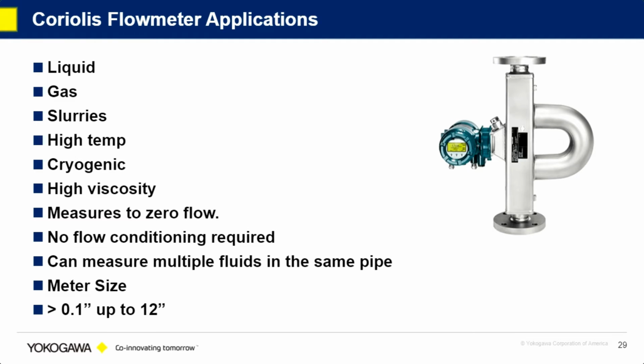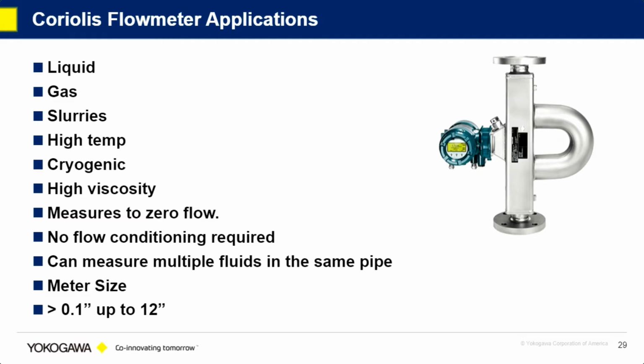So Coriolis also has a wide range of applications: liquid, gas. We can do superheated steam, high temperature applications. We do cryogenic applications. Viscosity is not an issue with the Coriolis. Very large turndown, so we can get almost down to zero flow compared to the vortex where we're limited there. We'll see in a little bit on the flow conditioning side, but on a Coriolis, you don't need any upstream or downstream piping requirements. So that is a big benefit as well on the Coriolis.